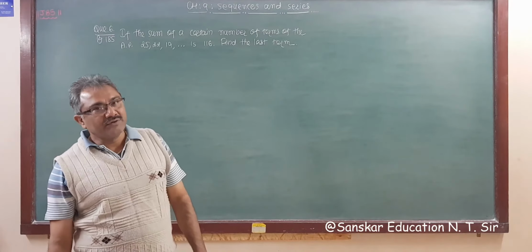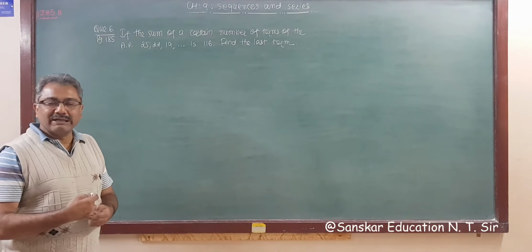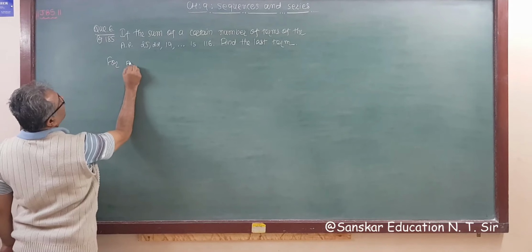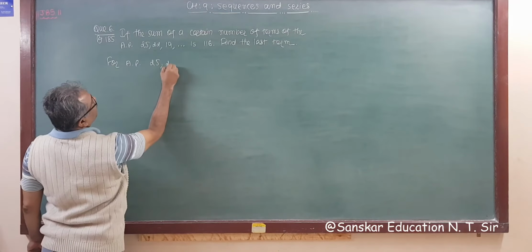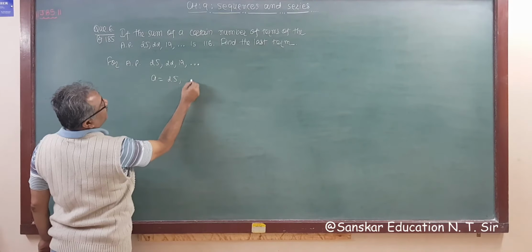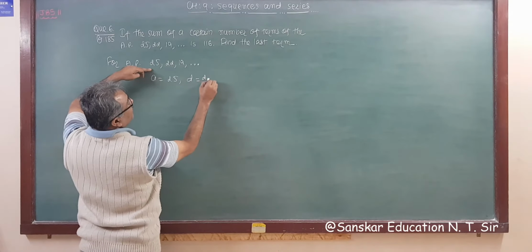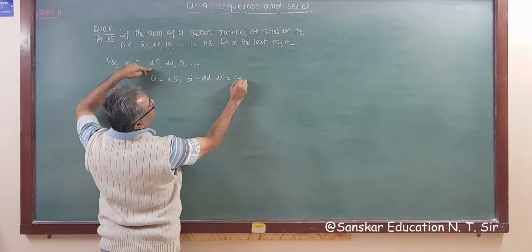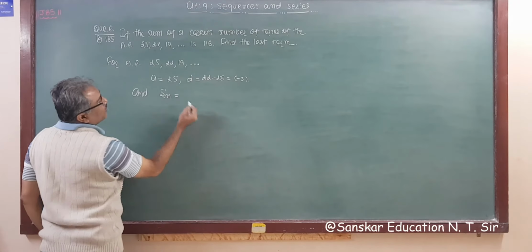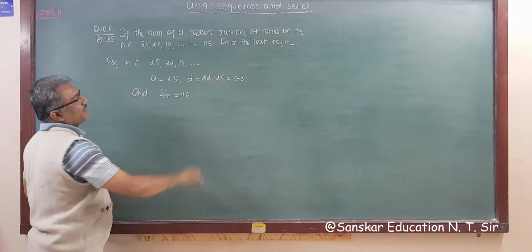So first of all, what we have to do? How many terms are there in the sequence, that we have to find out. So for the AP 25, 22, 19, A is equal to 25 and D is equal to 22 minus 25, I am writing here, that is minus 3, right? And it is given Sn, the sum of the certain terms, is 116. So Sn is given, 116.